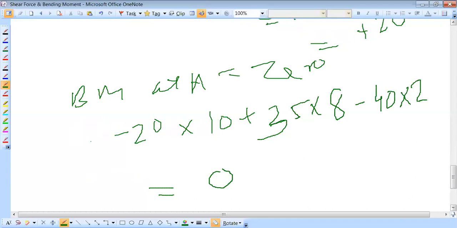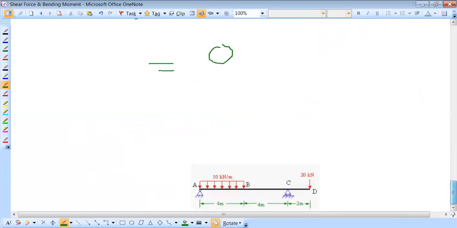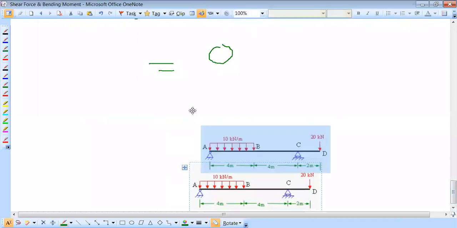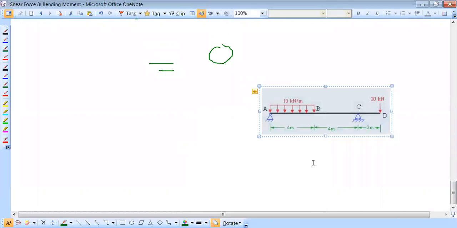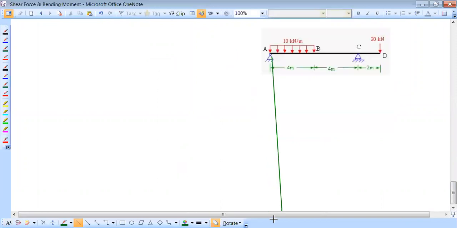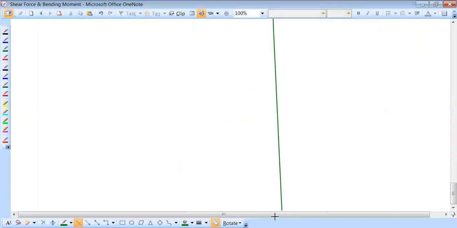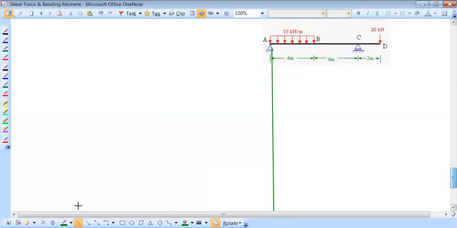Then draw the SFD and the BMD. Now let's see. When you draw the SFD and BMD, first of all you draw the loaded beam. Here I have already drawn the loaded beam. Then draw perpendicular lines from every point. At every point you should draw the SFD and BMD diagram. Then again take a distance from this point.